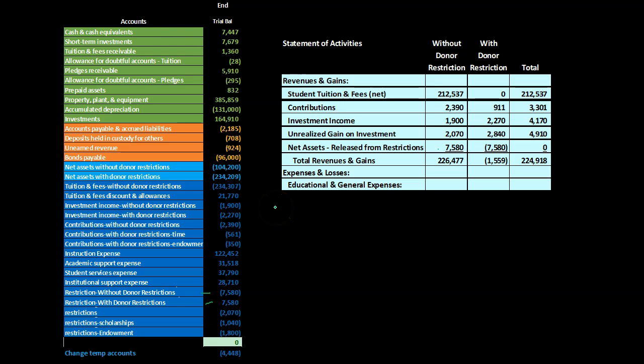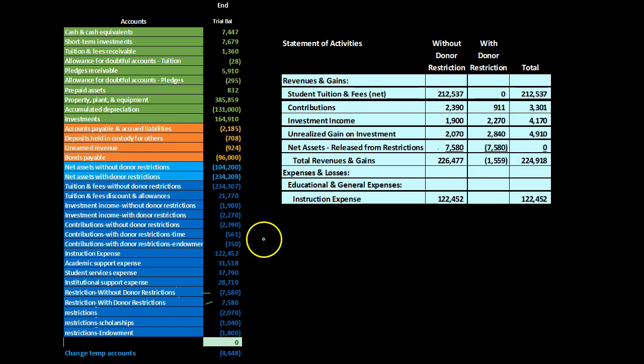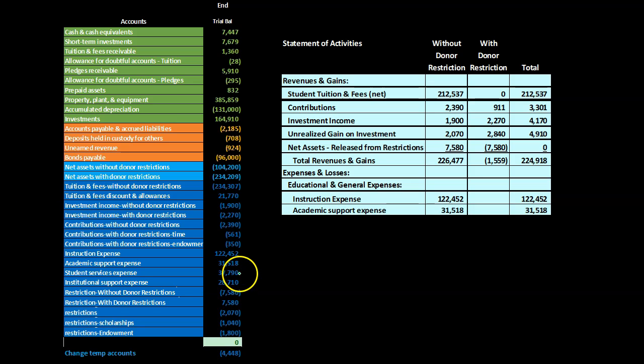Next, we will have the expenses and losses. So we got the educational and general expenses. We have the instruction expense. So the instruction expense is going to be here, representing a debit balance here. It's going to be a debit balance on this side. Notice all the expenses are going to be without donor restrictions. No restrictions, without donor restrictions.